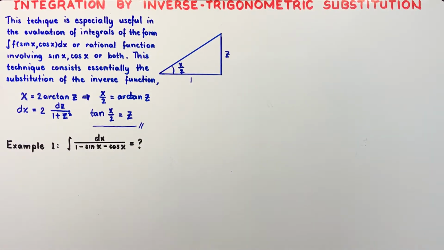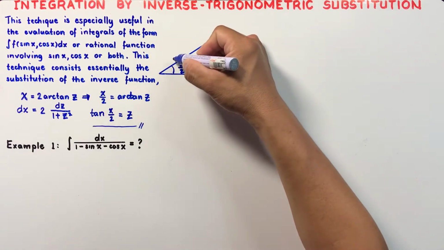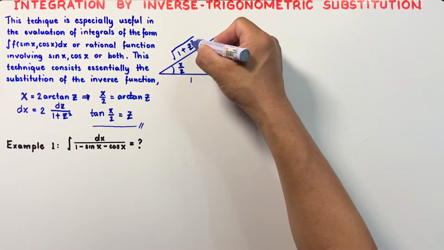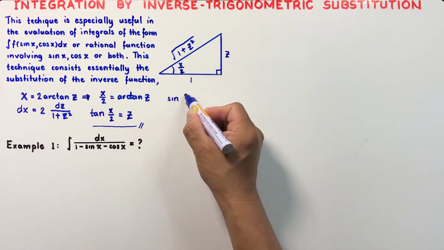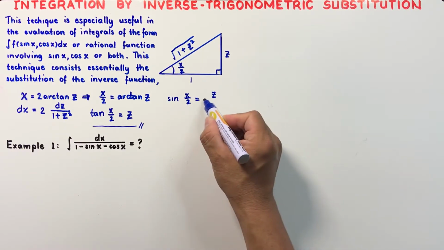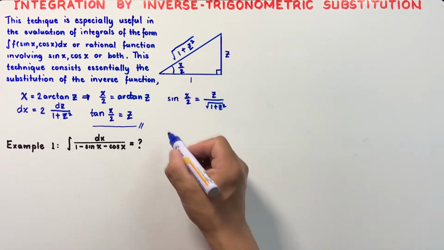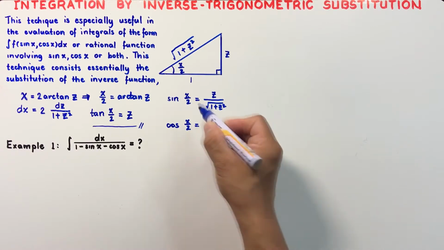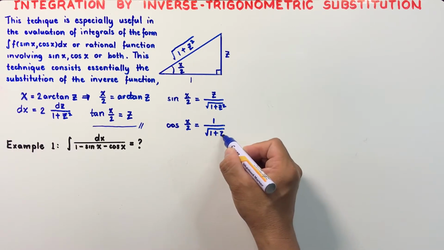So therefore, we can find the third side, which is the hypotenuse in this right triangle. Using the Pythagorean theorem, this is equal to the square root of 1 squared, which is 1, plus the square of z, which is z squared. So based on this drawing, we can easily find our sine function of x over 2. The sine of x over 2 is opposite z over the hypotenuse, the square root of 1 plus the square of z. And also we can find our cosine function of x over 2, which is equal to the adjacent 1 over the hypotenuse, which is the square root of 1 plus the square of z.